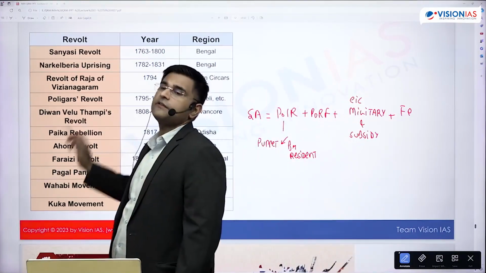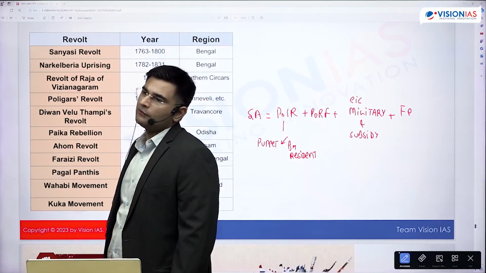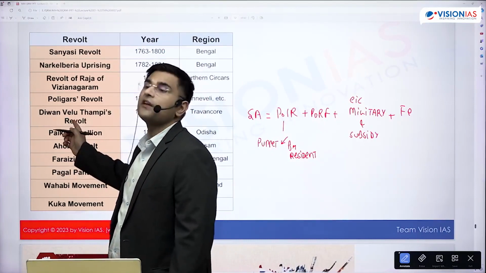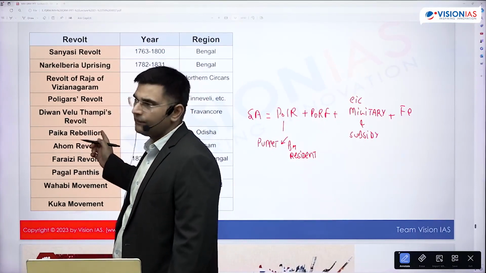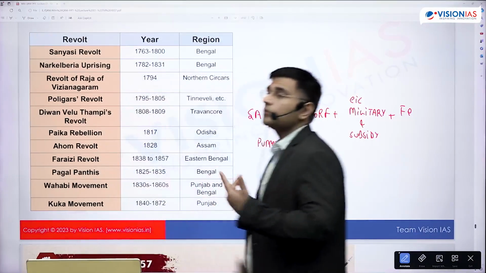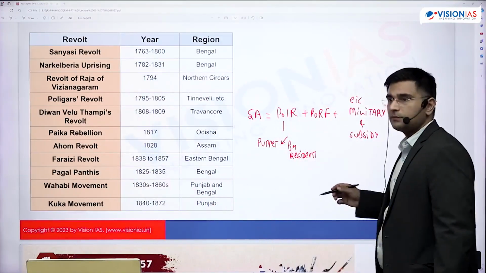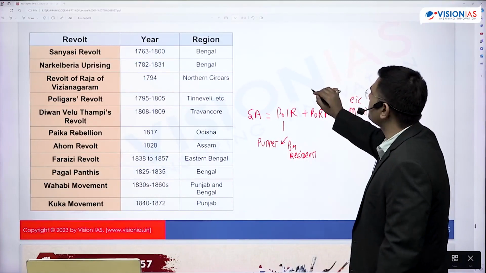The Diwan, that is the Pradhan Mantri, Velu Thampi. His political status will be coming down. So therefore, that is his grievance, why he is giving leadership to the peasants and to the Nayar troops. Why are the Nayar troops participating? By the way, policy of ring fence means a military alliance.